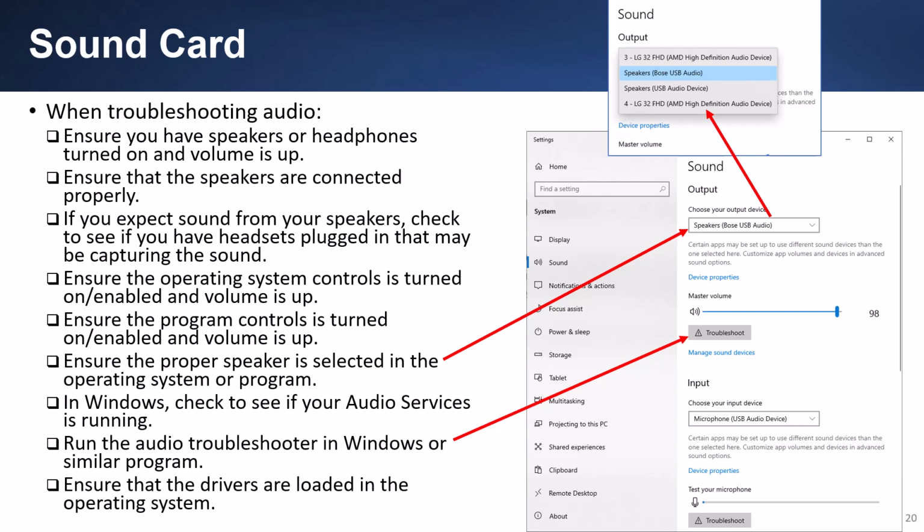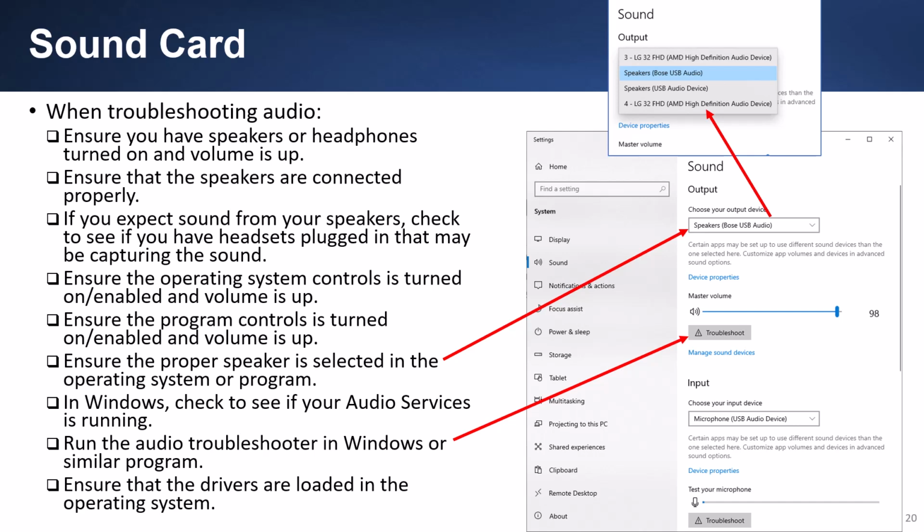If you're expecting sound from the speakers, make sure you don't have headphones plugged in that may be getting the sound instead. You need to check if your operating system and application volume is turned on and turned up. If you have more than one speaker or headphones, ensure that you have the correct output device. In Windows, check to see if your audio service is running.